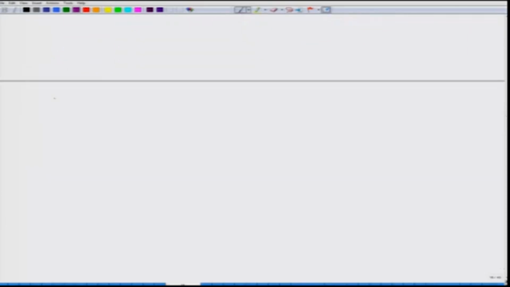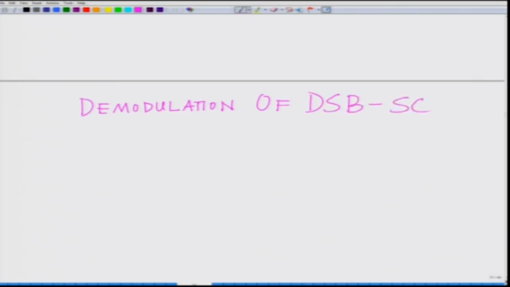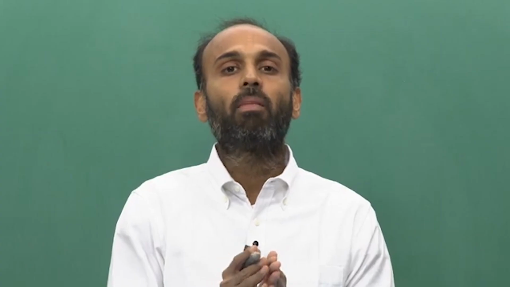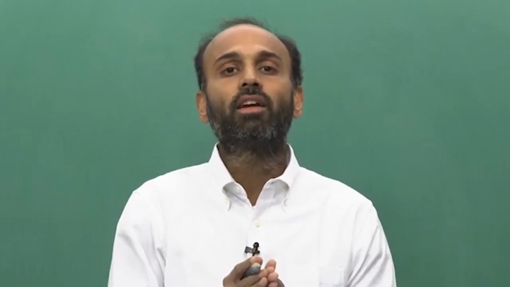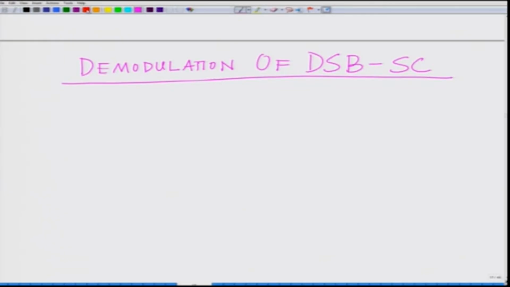Let us now look at demodulation of the DSB SC signal. For demodulation we can multiply it again by the carrier, which is also termed as a coherent carrier. I am going to explain this later. So, demodulation can be carried out by multiplying by a coherently generated carrier cosine 2 pi f c t at the receiver.